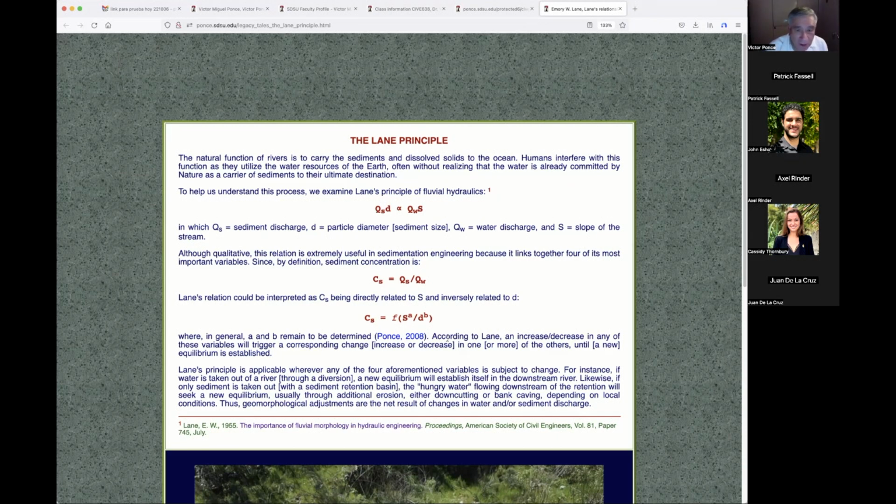So the Lane principle: the natural function of rivers is to carry the sediments and dissolved solids to the ocean. Huh? What is this? The natural function of rivers is to carry the sediments and dissolved solids to the ocean. That's exactly what Mother Nature decided from the beginning. I am going to erode, and I'm going to carry, and I have the rivers to carry it for me, said Mother Nature. And not only were the rivers responsible for carrying the sediment, which is what you could see.